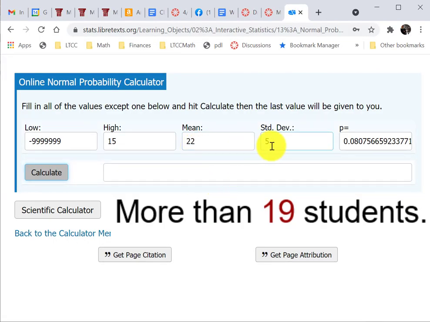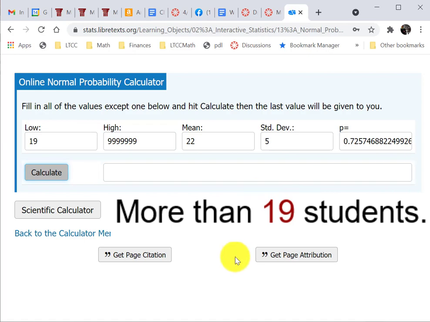We still have the same mean and same standard deviation of 22 and 5. We don't know the probability, so I'm going to erase that. We want to be greater than 19, so that means the low is 19, and the high is just infinity, or a bunch of nines will be good enough to trick the calculator. And I hit calculate. And there we have it, it's about 0.72574, and so on. So it goes on and on.